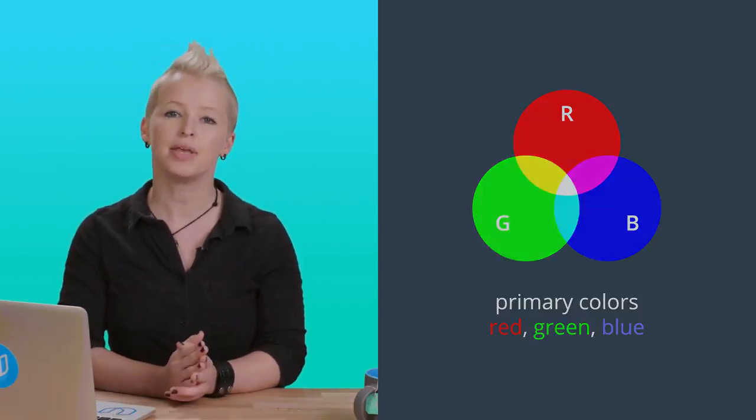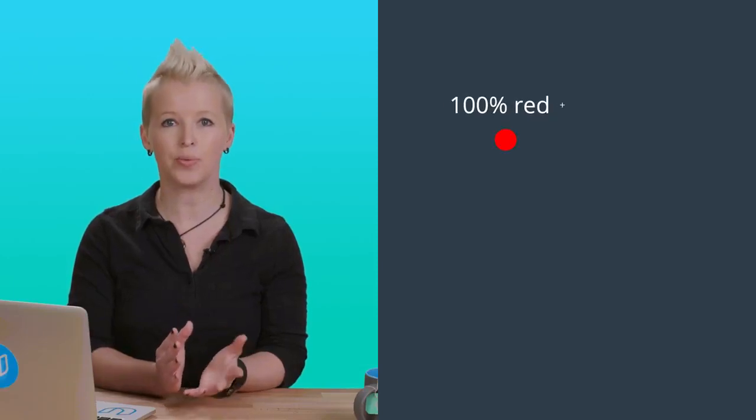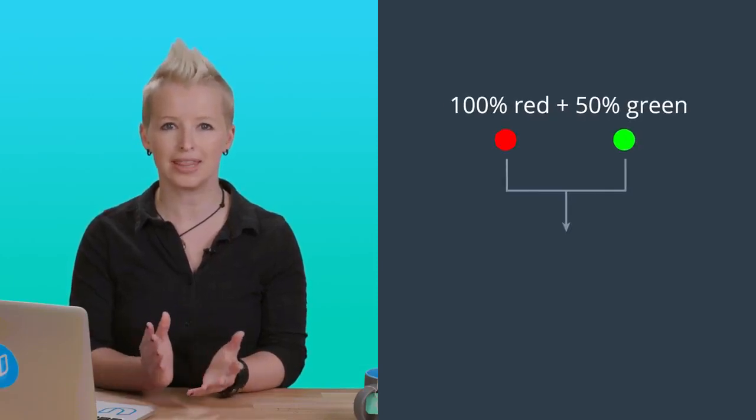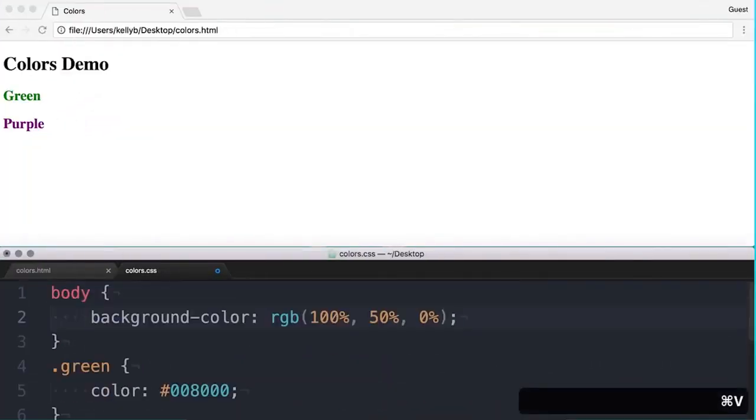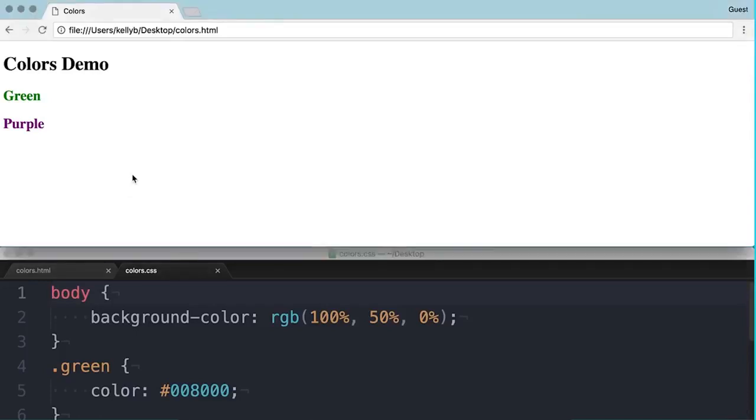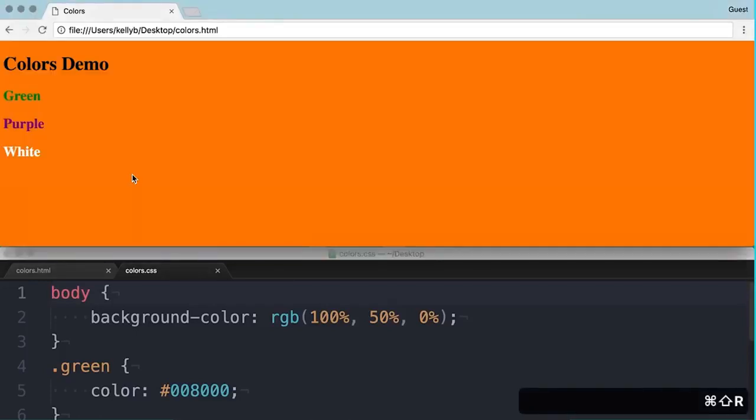For instance, if we mix 100% red with 50% green, we'll get this bright orange. One way we can write this in CSS is as RGB 100%, 50%, 0%. If I apply this as the background color of the page body, sure enough, it turns orange.